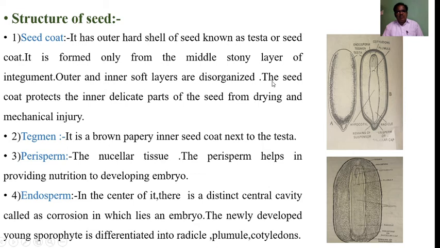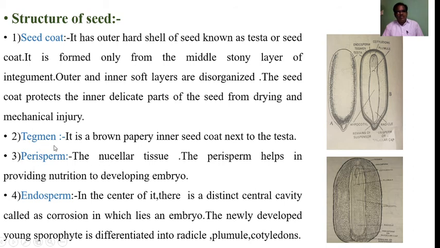The seed coat protects the inner delicate parts of the seed from drying as well as mechanical injury. Different types of pathogenic attack or drying, the seed is protected from them by the seed coat, because the seed coat is hard as well as protective in nature. So against mechanical injury, pathogenic attack, or drying, the seed gets protected by the seed coat. So this outer structure is known as the seed coat.